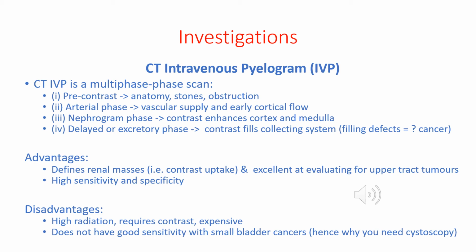The advantage of CT-IVP is that it gives you very good definition of underlying renal masses, it's very good for evaluating your upper tract tumors, and it's the most sensitive and specific imaging modality. The disadvantage is that it's high radiation, which is bad for your younger patients. It requires contrast, which is not good for patients with contrast allergies, or more importantly, patients with poor renal function, as contrast can induce nephropathy itself. And finally, it's quite expensive.